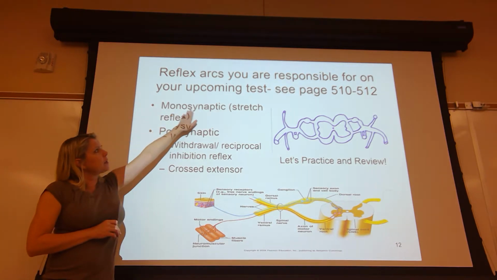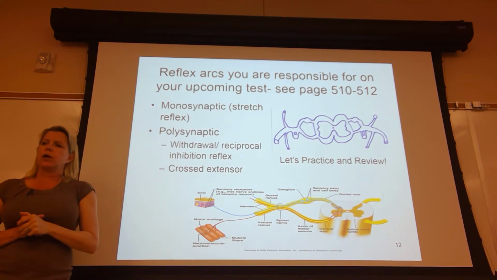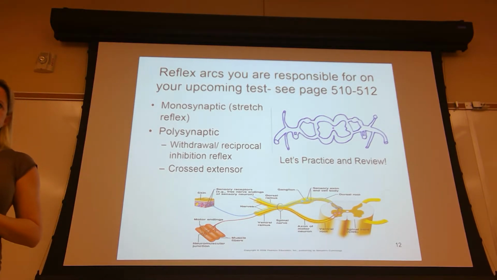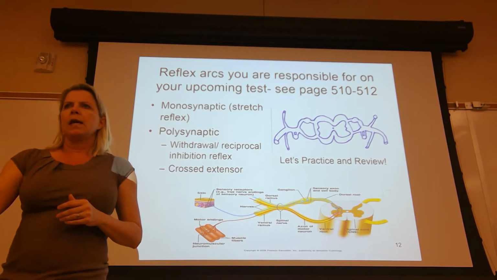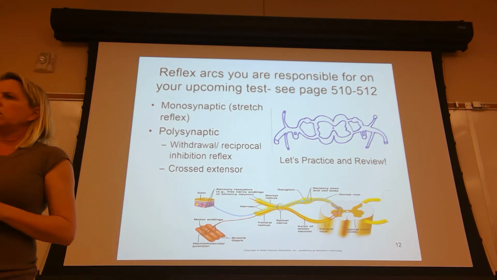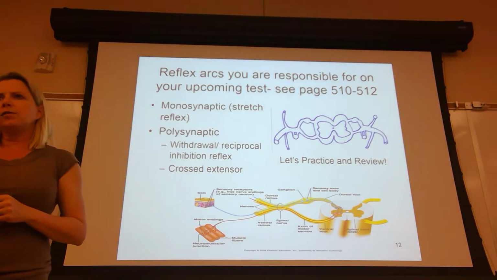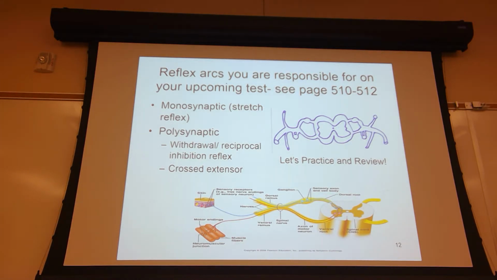So monosynaptic reflex arcs, that is your knee-jerk response. Your patellar reflex arc. Have you ever gone to the doctor and you're sitting on the table and the doctor takes that funny looking hammer and hits your patellar ligament? What do you do? You kick. That's your knee-jerk reflex arc. It is called monosynaptic. I'll explain what that means in just a moment. The crossed extensor, also known as the withdrawal reflex, is polysynaptic. Those are two reflex arcs that I definitely want you to start with and study over the weekend.